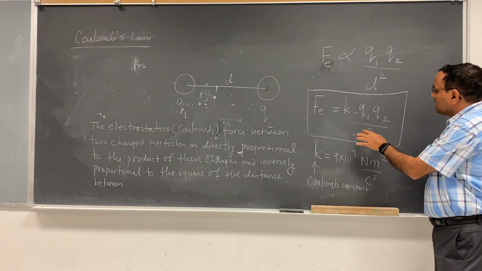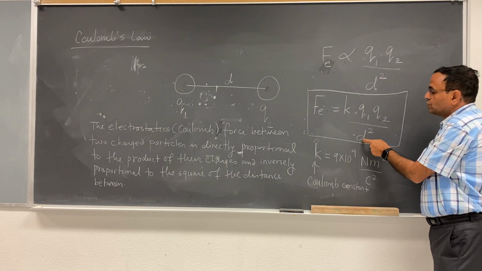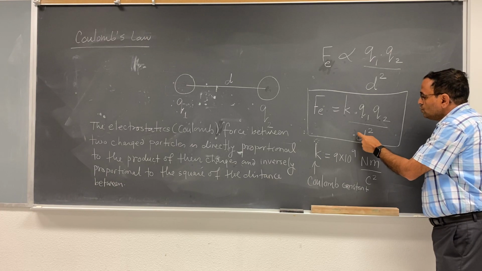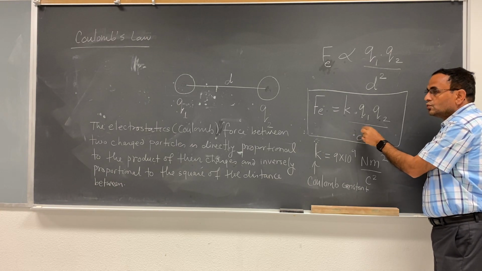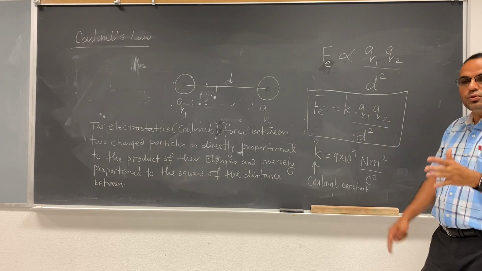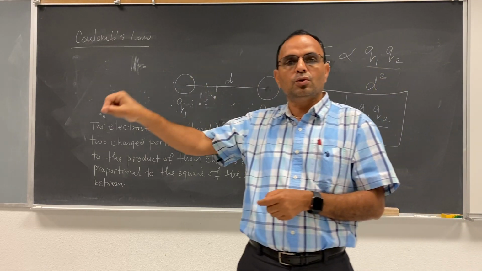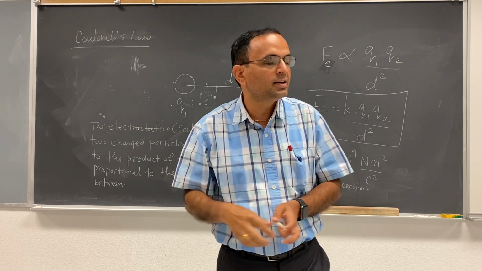Now if you double the distance, you make it 2d. What happens in that case? You have to write down 2d square. So 2 square 4. So it is 1/4. If you double the distance, your new force is 1/4 times the original one. If you double the distance.